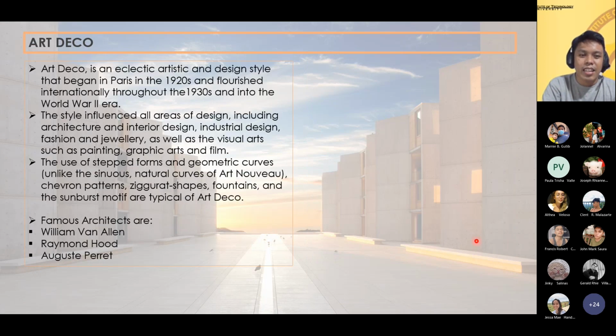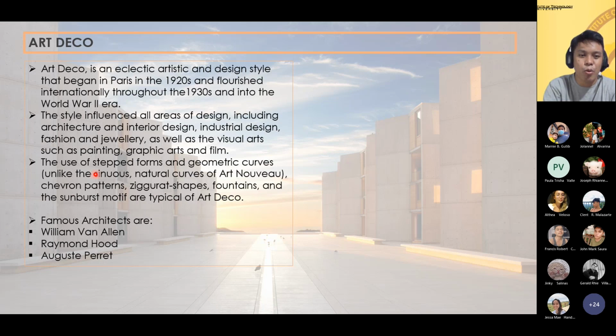And next, last topic about modernism is this one, the Art Deco. So the proponents of this Art Deco are architects William Van Allen, Raymond Hood, and Auguste Perret. So Art Deco is an eclectic artistic and design style that began in Paris in 1920s and flourished internationally throughout the 1930s. So the style influenced all areas of design, including architecture and interior design, industrial design, fashion, and jewelry.